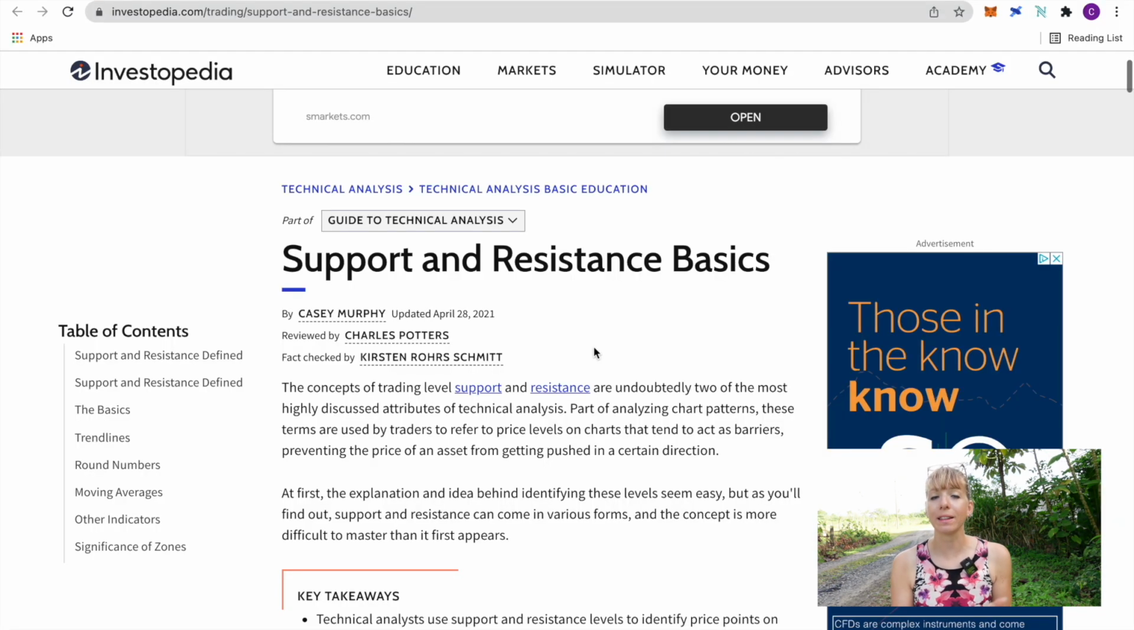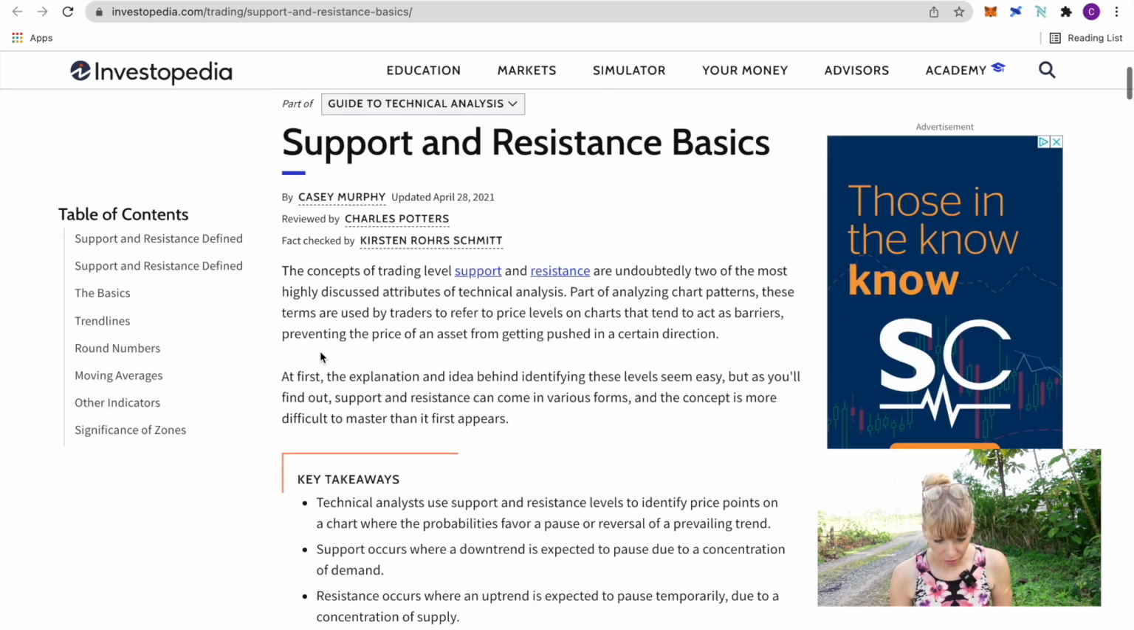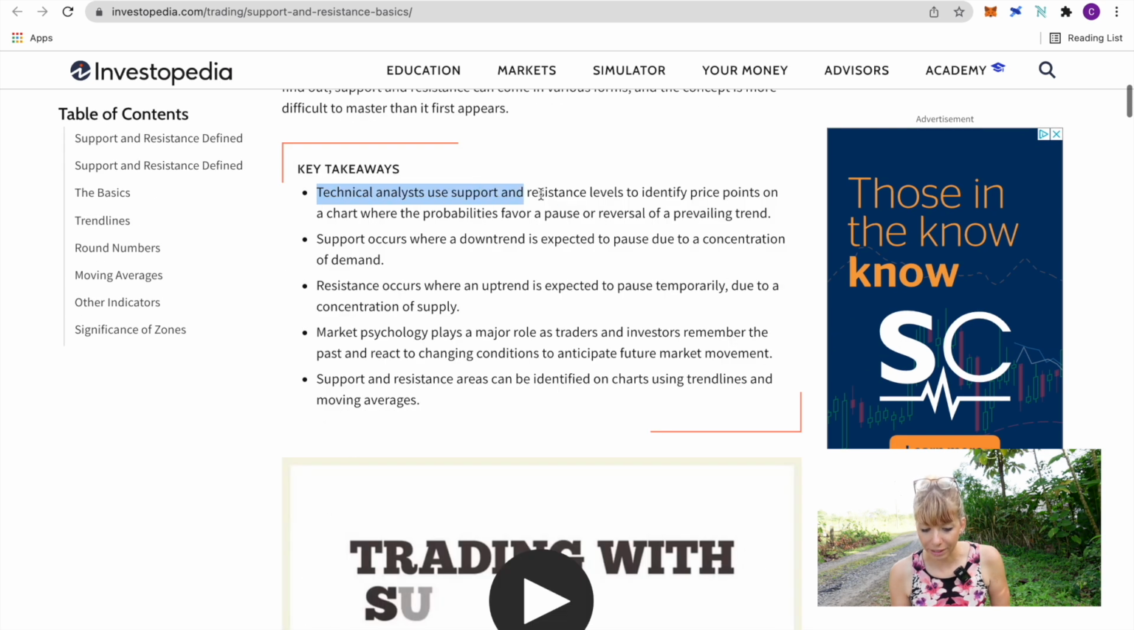All right, let's first look at the definition. What does support and resistance mean? Let's look at the definition on Investopedia. They say the concepts of trading level, support, and resistance are undoubtedly two of the most highly discussed attributes of technical analysis. Part of analyzing chart patterns, these terms are used by traders to refer to price levels on charts that tend to act as barriers, preventing the price of an asset from getting pushed in a certain direction. Technical analysts use support and resistance levels to identify price points on a chart where the possibilities favor a pause or reversal of a prevailing trend.